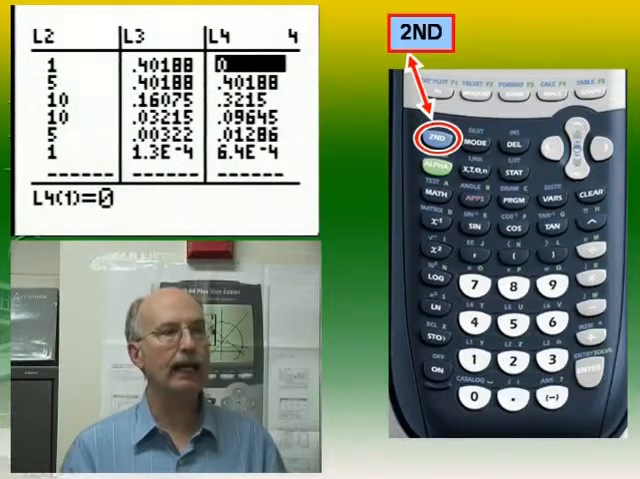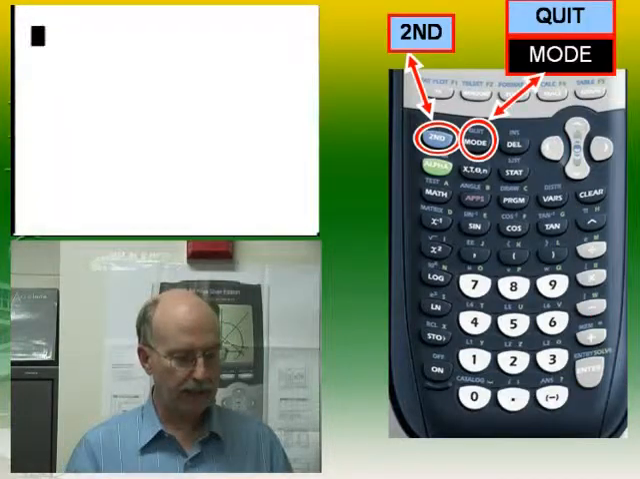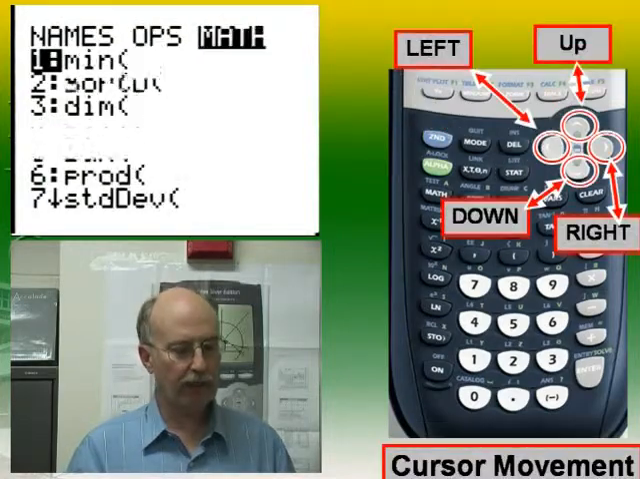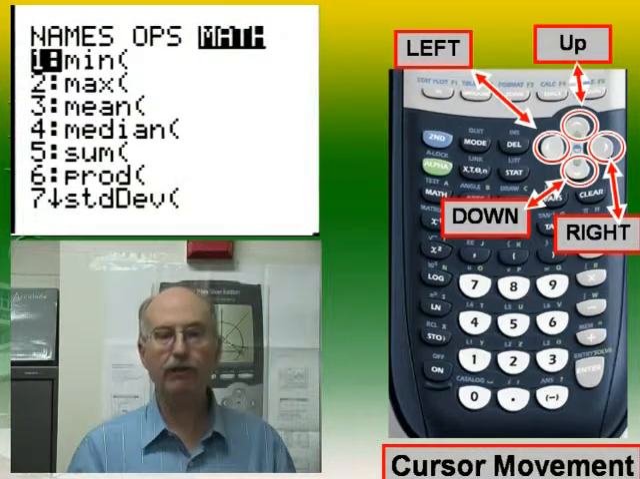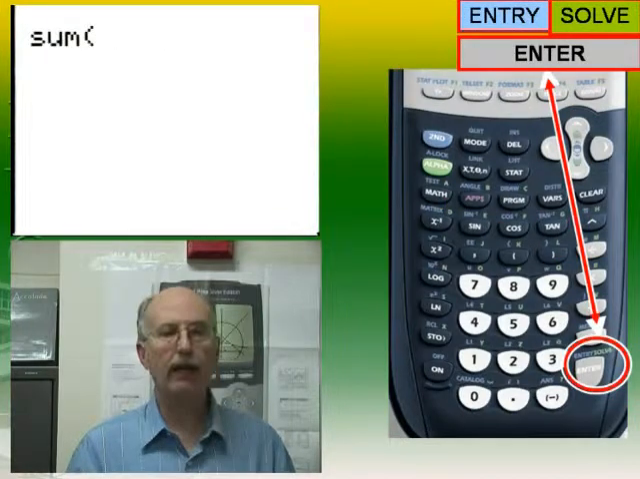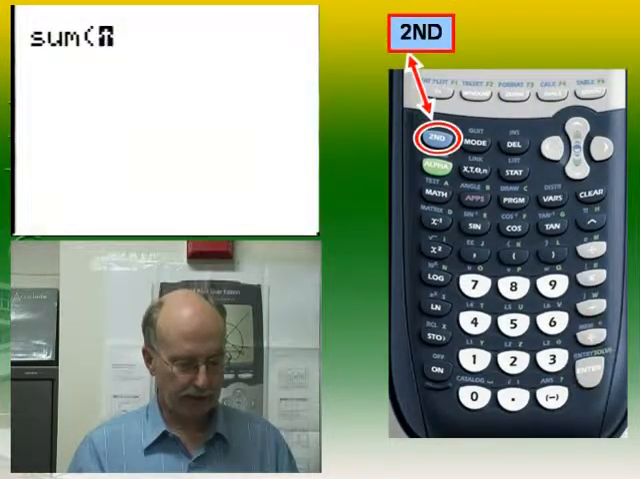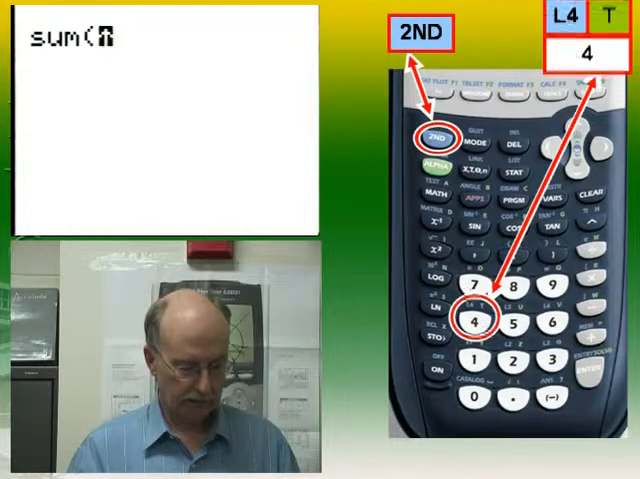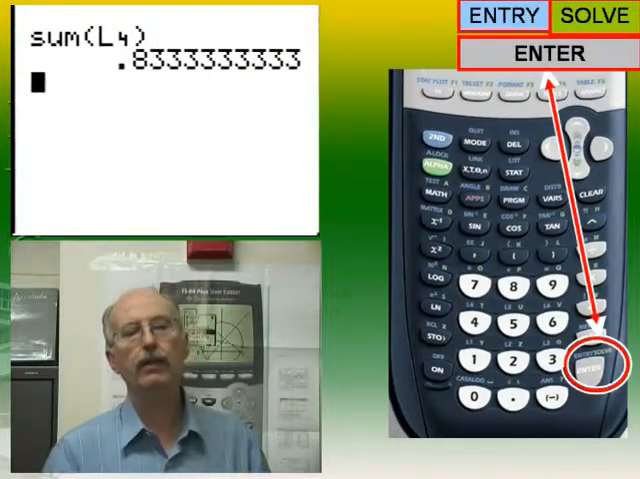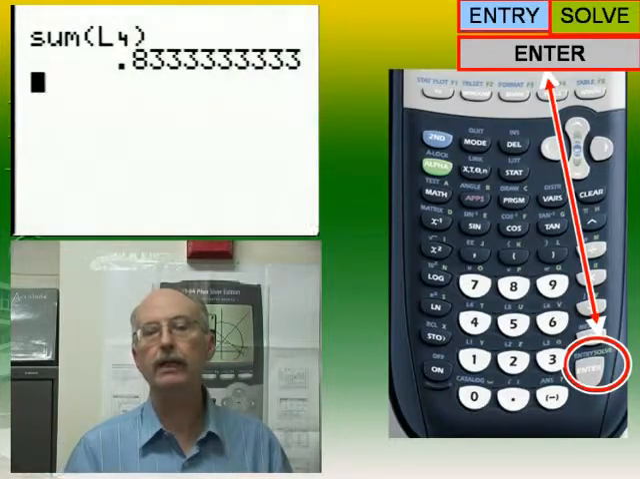And now we need to add those up. And the way we do that is we hit second list. We scroll over to math. You can see that the fifth function down is sum. We're going to hit enter. We put in L4, second L4, closing parentheses, enter. And you can see that it's 0.83 is our mean.